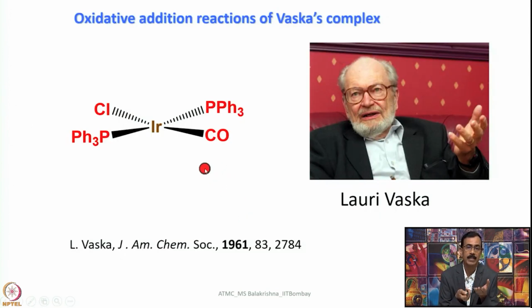And of course, in the next couple of slides I am going to show you different types of oxidative addition that one can perform on this Vaska's compound, and I have taken all these from Lauri Vaska's paper published in 1961 in JACS. This is the famous Vaska's compound and this is Lauri Vaska. Let me write a few reactions to begin with to make you familiar with oxidative addition, and thereby allow you to distinguish between the types of ligands and how and why they are added, and how that can be explained.